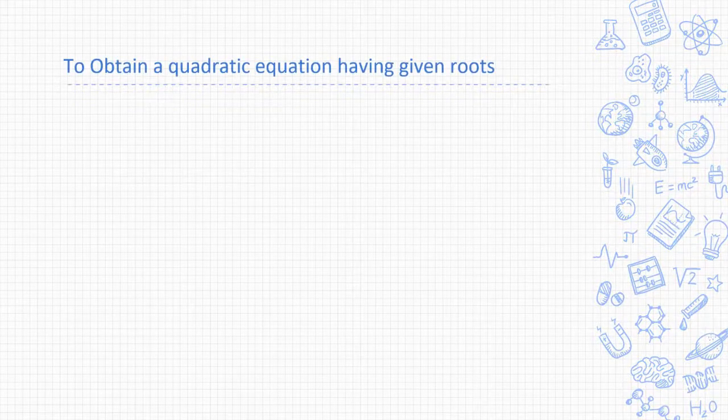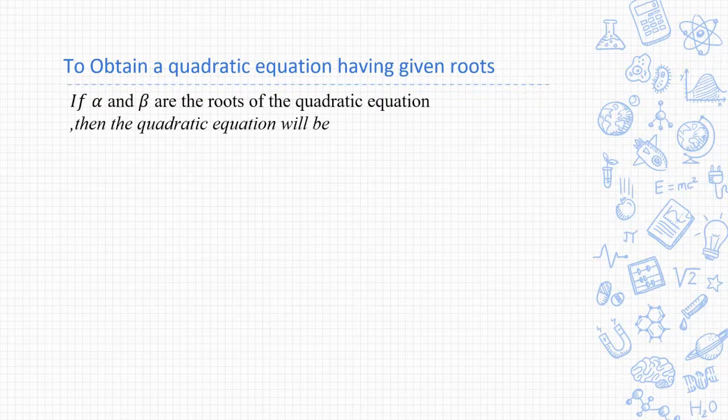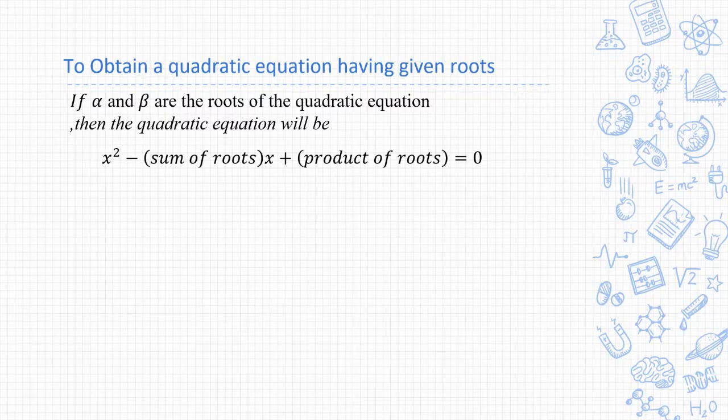Next we'll see how to obtain a given quadratic equation having roots. So given any two roots, you can form a quadratic equation by using those two roots. So if alpha and beta are the roots of a given quadratic equation, then I can form the quadratic equation by using the following formula that says x squared minus sum of roots into x plus product of roots equal to 0.